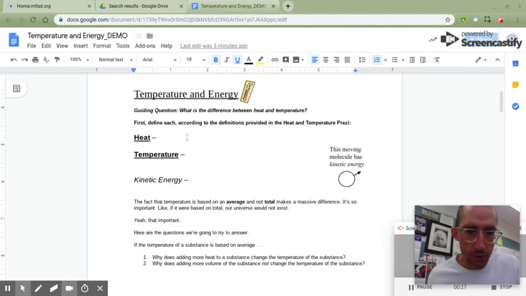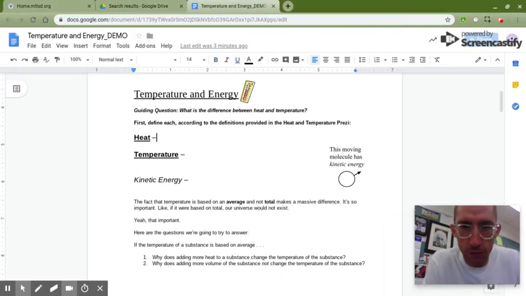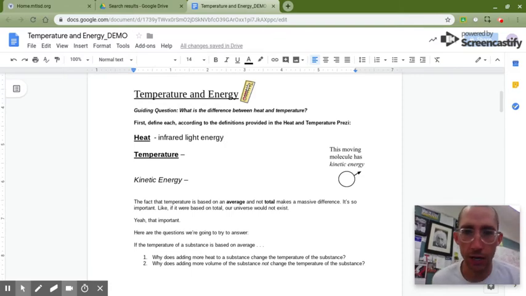All right. Temperature and energy. Heat and temperature. Heat is basically energy. And heat is energy. So more specifically, what kind of energy? It's infrared light energy. There are many different kinds of light. Visible light is the one you're familiar with. Roy G. Biv. Infrared, ultraviolet, microwaves, radio waves, like cell phones use, X-rays, gamma. It's an electromagnetic spectrum. All light waves. The only ones we can see, of course, are the visible ones.